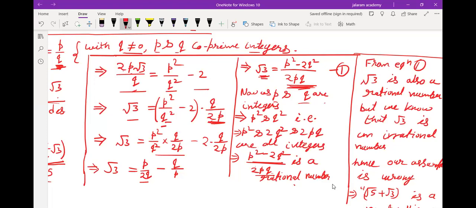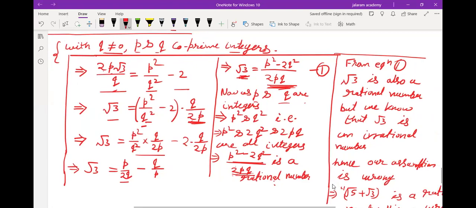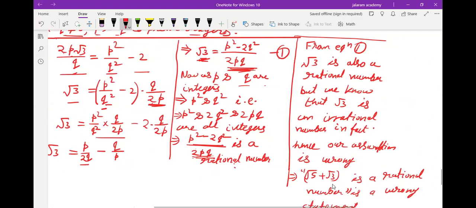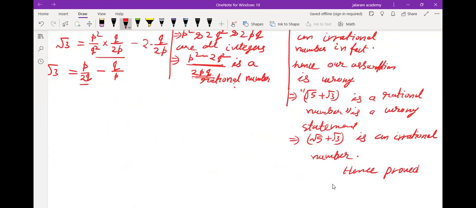It means root 3 is also a rational number, since p square minus 2q square upon 2pq is a rational number. It means the term which is equal to it, that is root 3, is also a rational number, but we know that root 3 is in fact an irrational number. So it contradicts our fact that root 3 is an irrational number, hence our assumption is wrong. That is, what we have assumed, root 5 plus root 3 is a rational number, is a wrong statement. It means root 5 plus root 3 is an irrational number, hence proved.